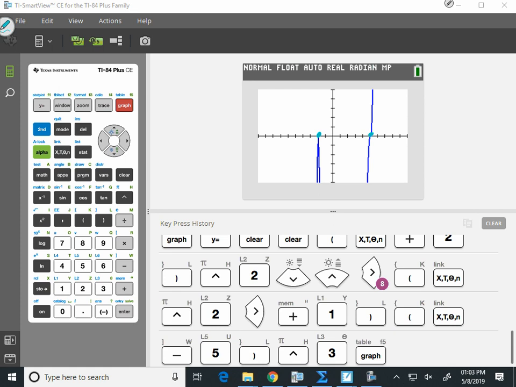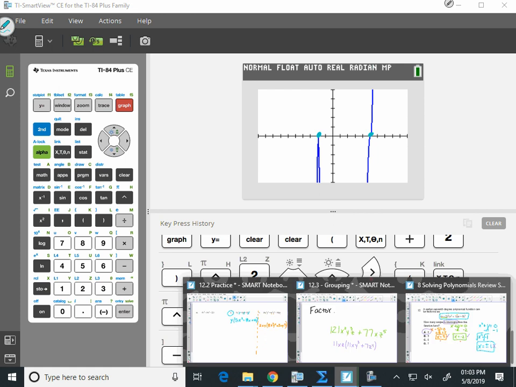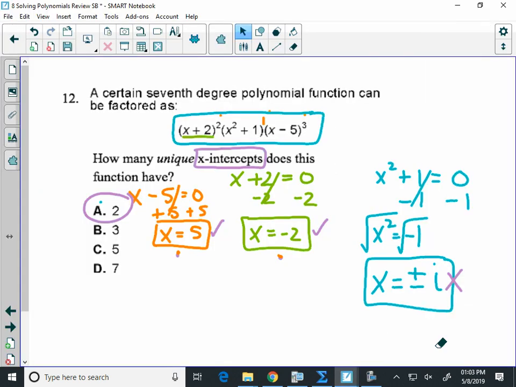So that means it has 2 x-intercepts. So this way is much easier than the long-handed way. I just wanted to show you the long-handed way just in case your calculator malfunctions or you don't have one. But if you just graph it in your calculator, it tells you right there how many x-intercepts it has. It has 2. Moving on to the next one.